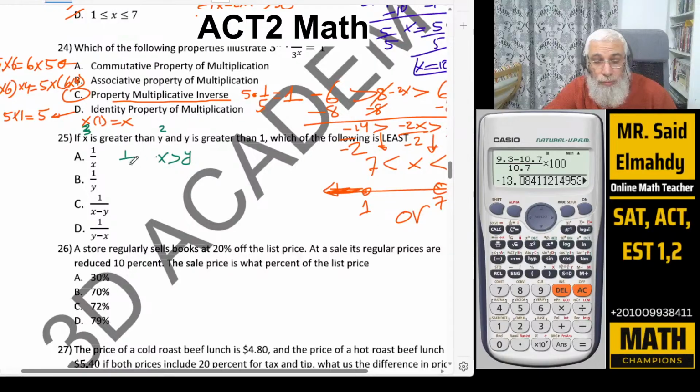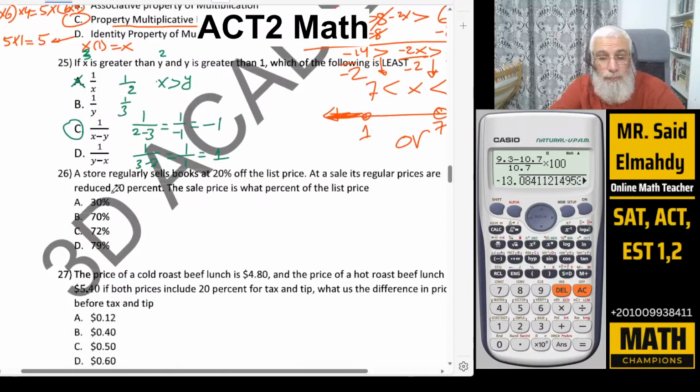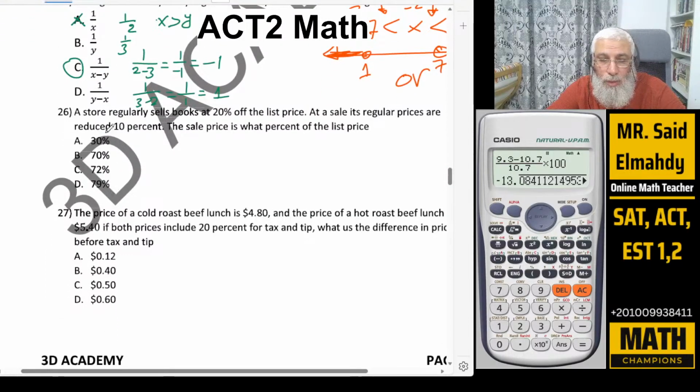So this is 1 over 2, and this is 1 over 3. So this is less than this. 1 over 3 is less than 1 over 2. So this is not correct. 1 over 2 minus 3, this is 1 over negative 1, which is negative 1. And this is 1 over 3 minus 2, this is 1 over 1, which is 1. So the least is this, negative 1.